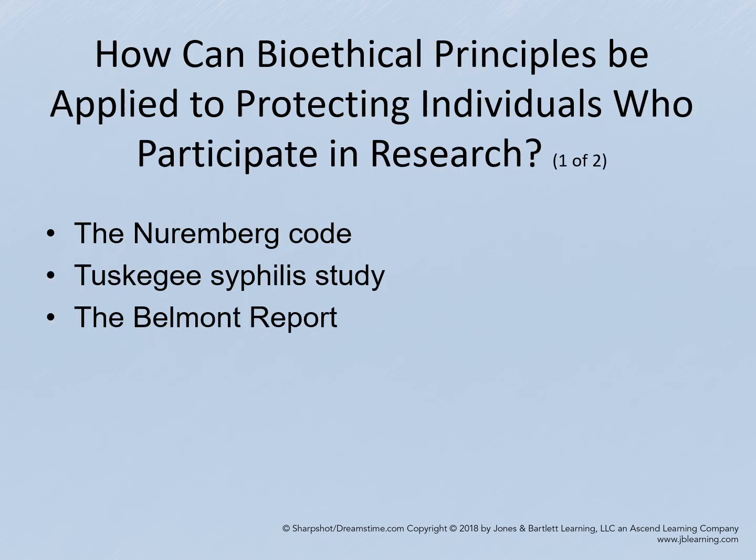Now let's look at some bioethical principles to protect individuals who participate in research. Now we have to look at some history. The first is the Nuremberg Code. The Nuremberg Code is a set of research ethics principles for human experimentation, created as a result of the Nuremberg trials at the end of the Second World War.